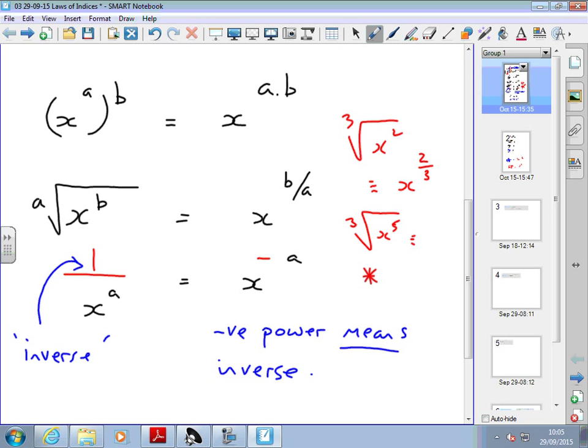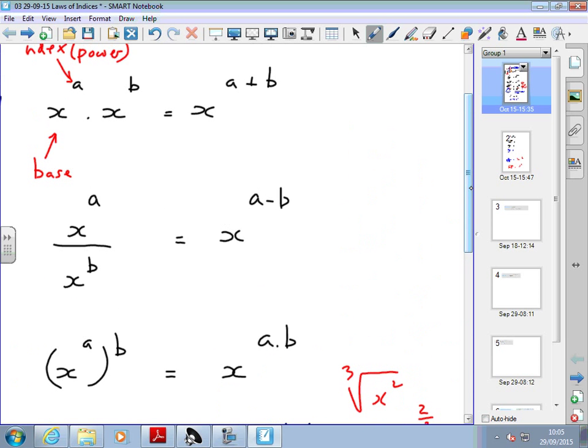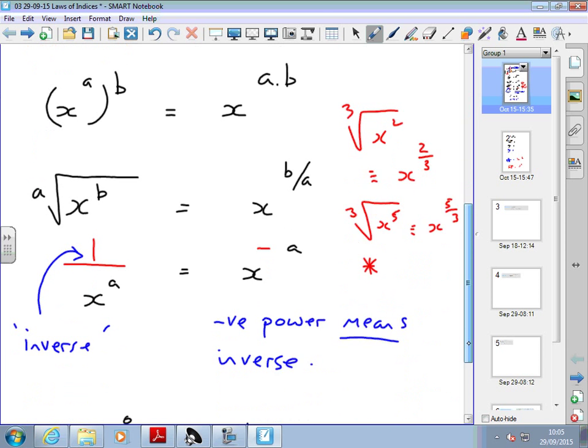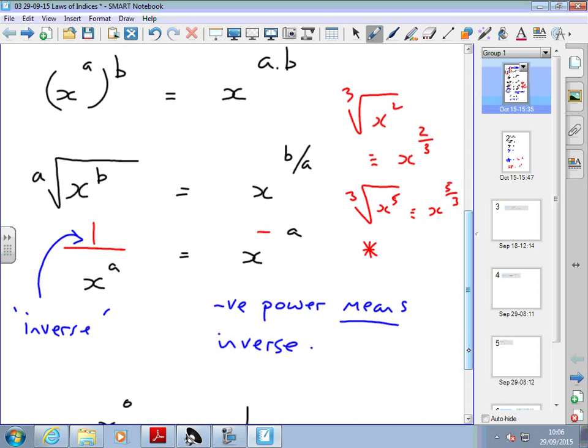Well, that would be equivalent to x to the 5 over 3. So I replace a root with a power, which is a fraction. And then I can carry on and use these other rules, say, to multiply them together, because I can add fractions. If they've got roots, I can add that way by adding the fractions in the powers. So this comes out to be quite a useful rule.